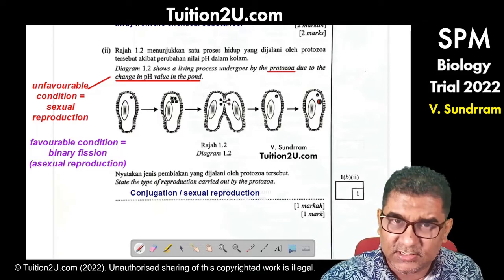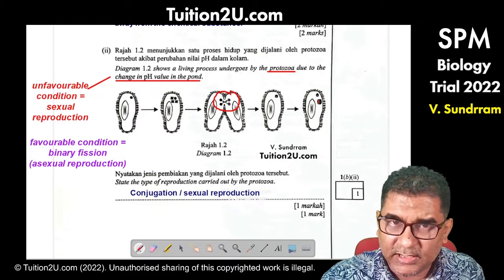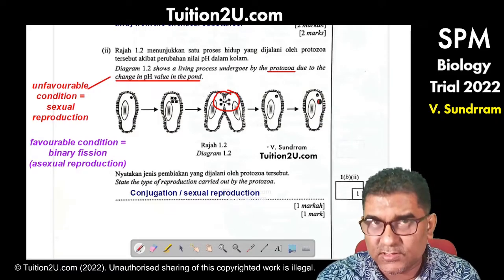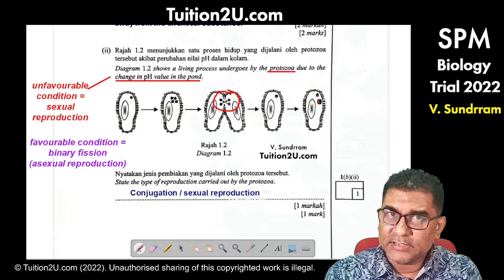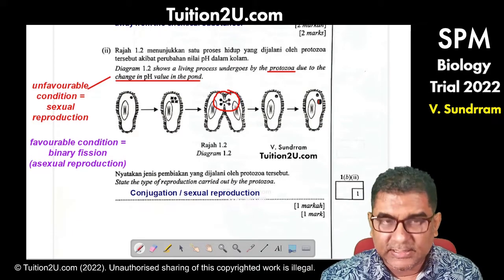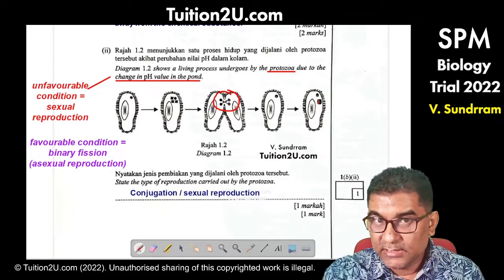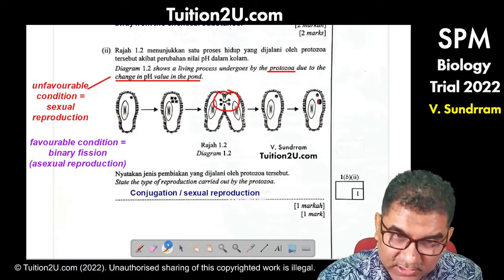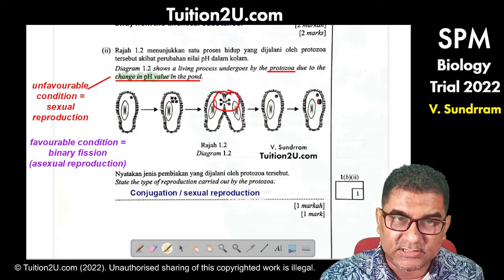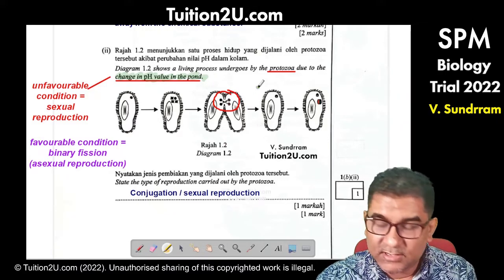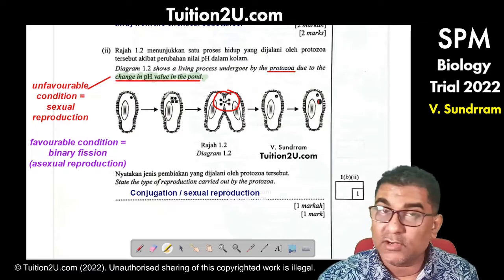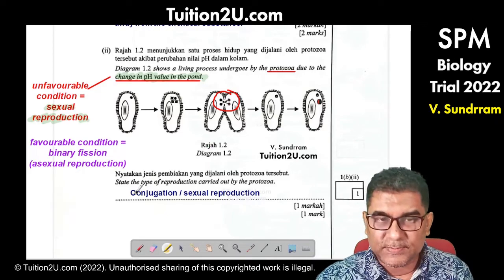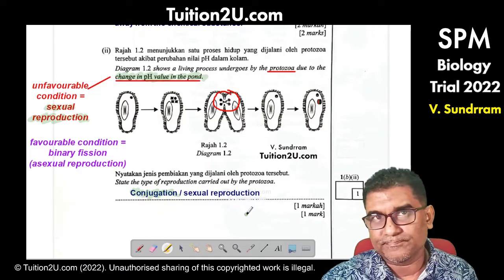Actually, the clue is already in the question. If you look in here, they are exchanging the nucleus. If the nucleus is being exchanged, that means it's sexual reproduction. If one Paramecium splits to become two Paramecium, then it's asexual reproduction. Here it is clearly shown the nucleus is changing position. Another piece of information that they already give you is the change in pH, unfavorable condition. So under unfavorable condition, Paramecium is going to do sexual reproduction, and the sexual reproduction has a special name, conjugation.